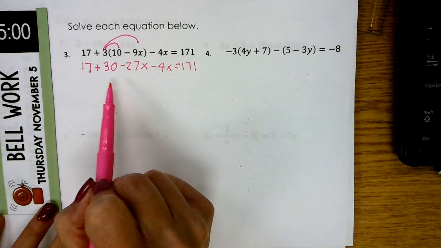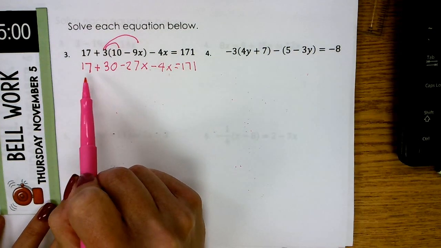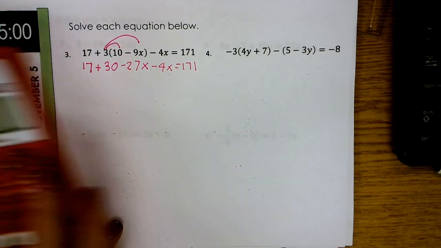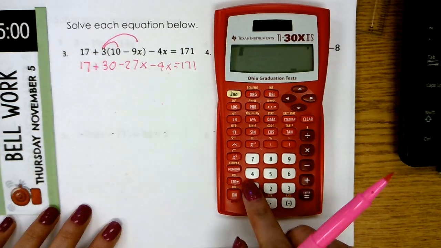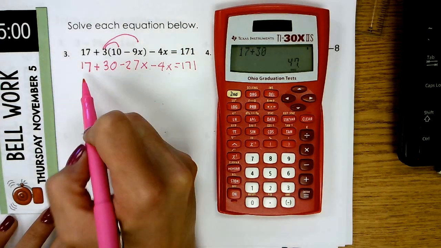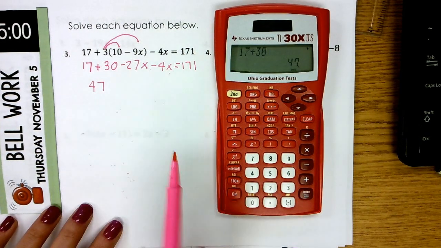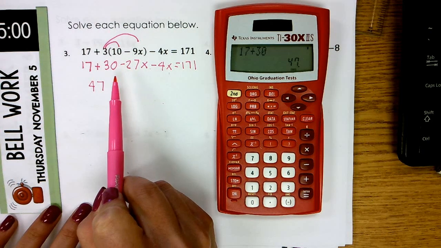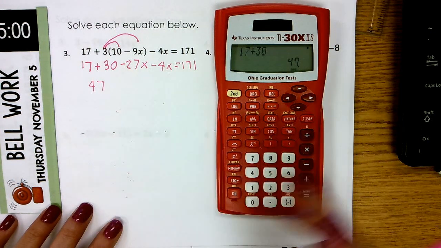Now on the left-hand side of our equal sign, we can combine like terms. So let's start with our constants. First we're going to do, on our calculator, 17 plus 30 to get 47. So we have 47. And now we need to combine our x terms. So let's do negative 27x minus 4x.